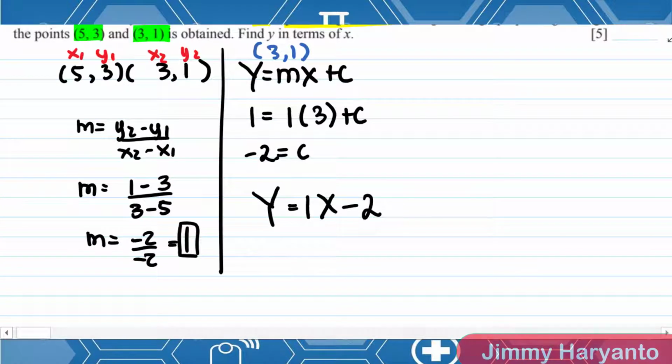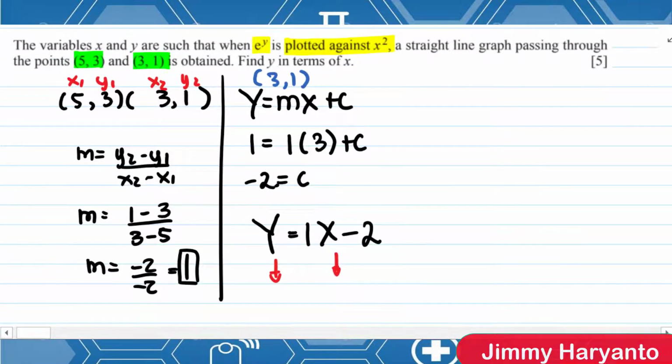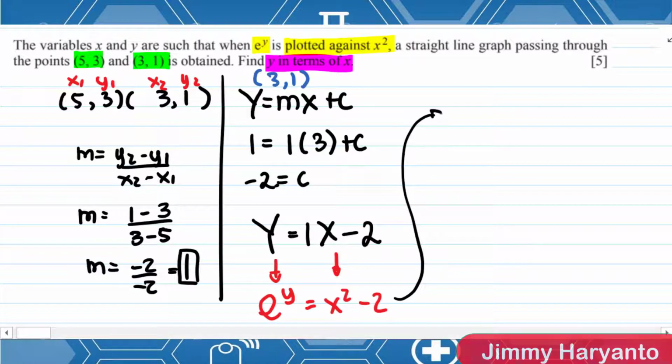Don't forget to change the big Y and this big X into the axes. The big Y is e to the power of y. The question says the big X equals x. X is x squared minus 2. There you go. After that, read the question. The question wants you to find y in terms of x. So we are not finished. We have to make it into y equals.